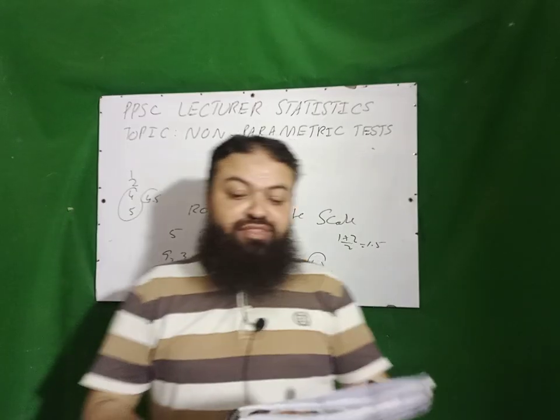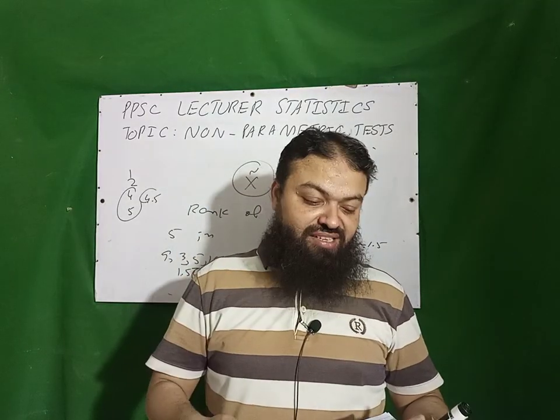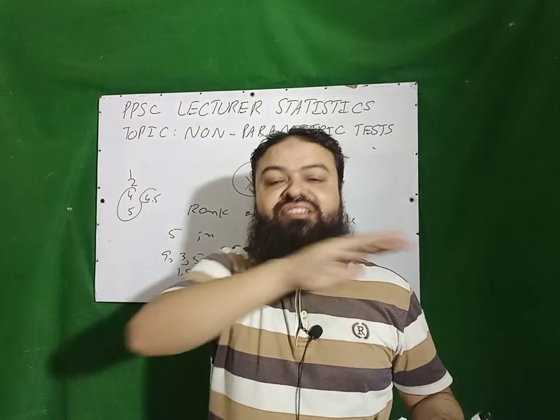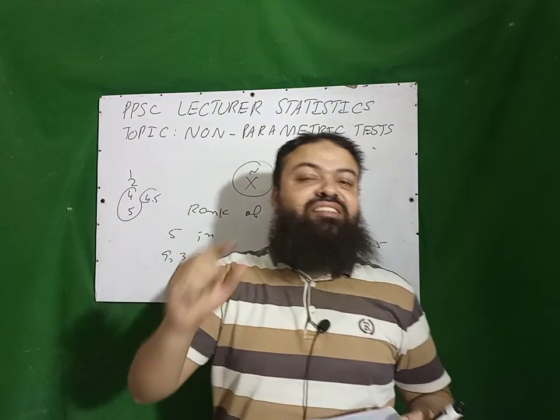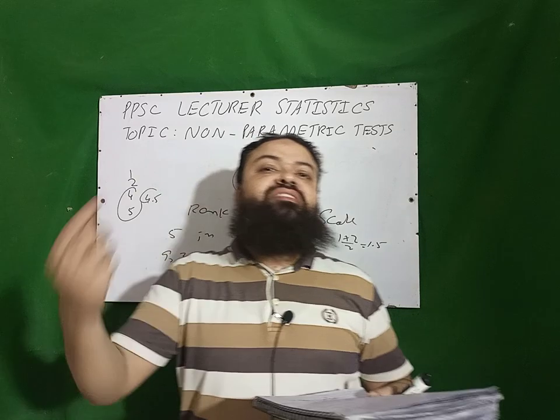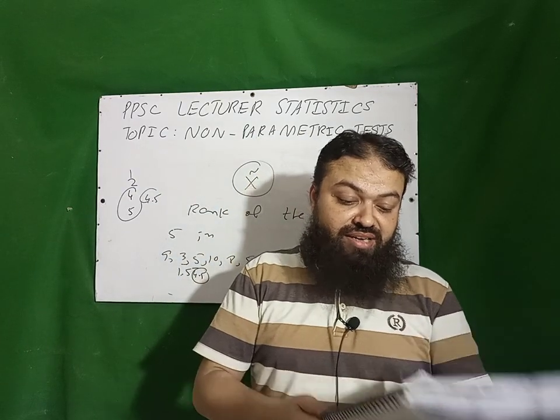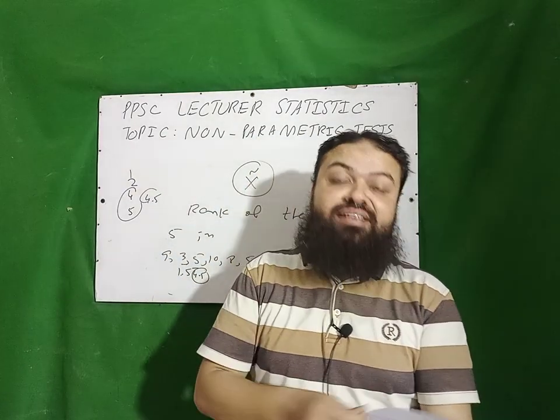Next question is, if there are 0 differences in sign test, as I told you, they are discarded. When any value of the data is equal to the median, that difference will be 0 and it will be discarded. Next, in sign test, samples are dependent.